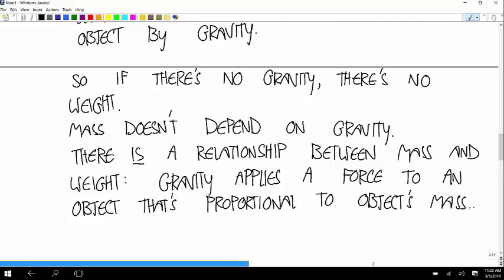Okay, so the same object, if you compare the weight on Earth and the moon, same astronaut, on the moon their weight is 1/6 of their weight on Earth. But if you compare the weight of that astronaut to the weight of an apple, on Earth the ratio between those two weights is the same as it is on the moon. So the weight of any object in any amount of gravity is proportional to the mass.